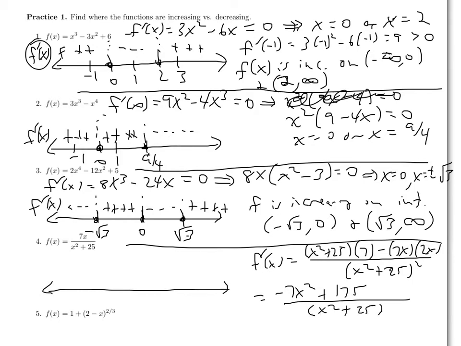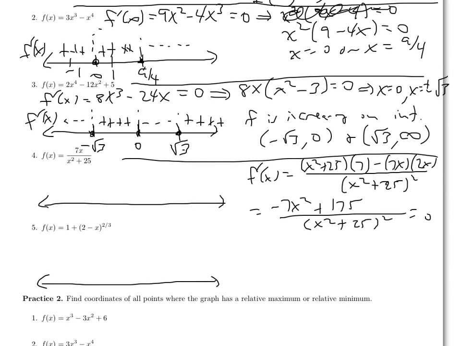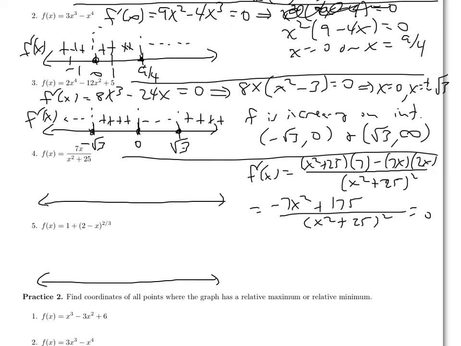Now the important thing about this is that since this is a fraction, remember we're trying to figure out where this is equal to 0. In all these other cases, we took our derivative and set it equal to 0, always setting our derivative equal to 0. So in this case, when we set this equal to 0, the only way for a fraction to be equal to 0 is if the numerator is 0. So the only way this can happen is if negative 7x squared plus 175 equals 0. Well, negative 7x squared plus 175 factors. It's negative 7, x plus 5, x minus 5.